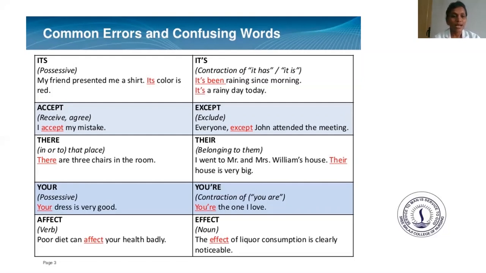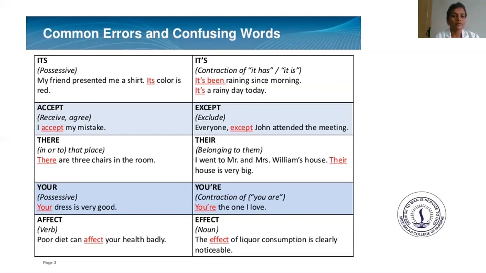And the second one is accept and except. Accept means receive or agree. I accept my mistake. And except means exclude. Everyone except John attended the meeting.